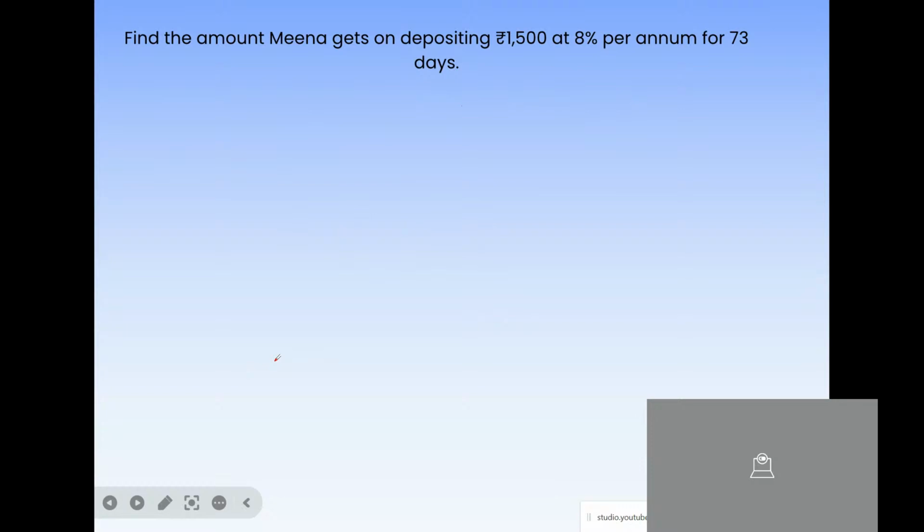Okay, next question. Again, here also we have number of days. So to calculate the interest, simply write the formula and substitute the values. So we will write 1500, then 8%, 8 over 100, and 73 over 365.